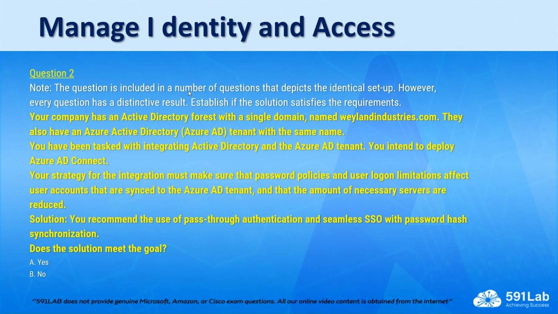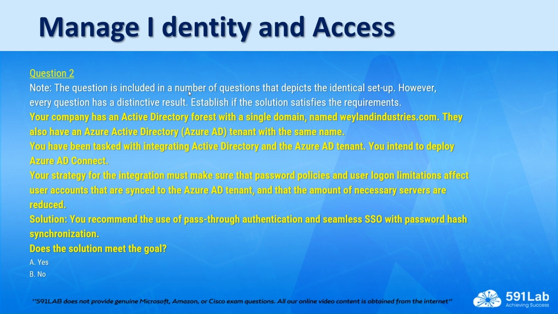So the question reads: your company has an Active Directory forest with a single domain named waylandindustries.com. They also have an Azure Active Directory, Azure AD, tenant with the same name. You have been tasked with integrating Active Directory and the Azure AD tenant. You intend to deploy Azure AD Connect. Your Microsoft strategy for the integration must make sure that password policies and user logon limitations affect user accounts that are synced to the Azure AD tenant, and that the amount of necessary servers is reduced.